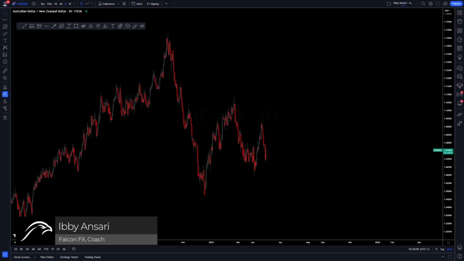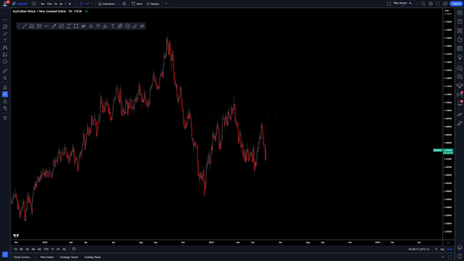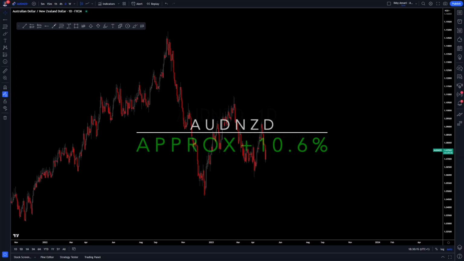Alright guys, so diving into the trade, we have Aussie Kiwi here. This was taken on the 24th of April for a short and it resulted in around 10.6% profit. Textbook trade as they all are.